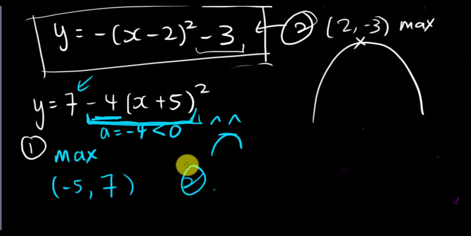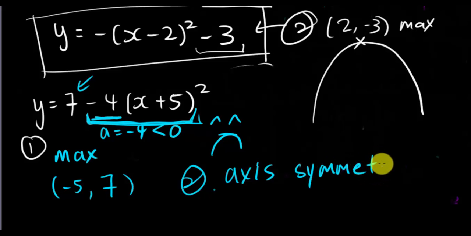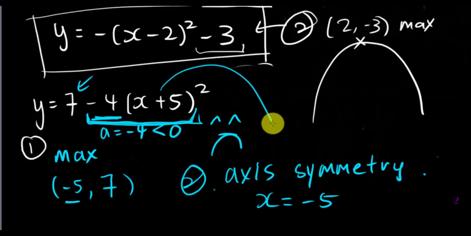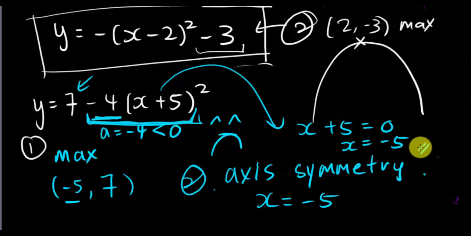If the question gives you another mark, he's trying to ask you what is the axis of symmetry. So what is the axis of symmetry? Axis of symmetry, I say, always passes through the x value of the minimum or maximum point. So it's x equals -5. Or, just now I taught you another method: whatever is inside the bracket, you just take it out and make it equal to 0. So I make x plus 5 equal to 0, so I get x equals -5. This will be my axis of symmetry.